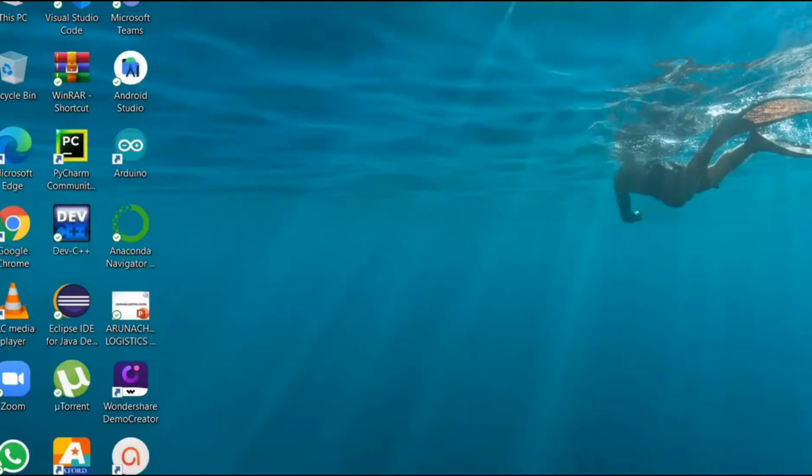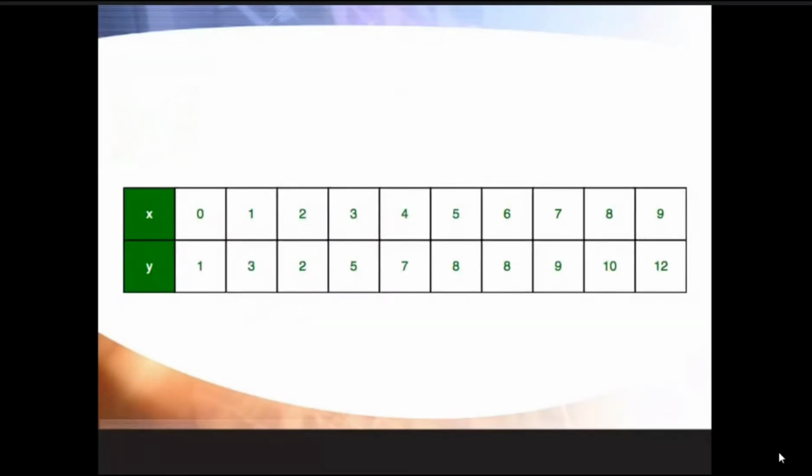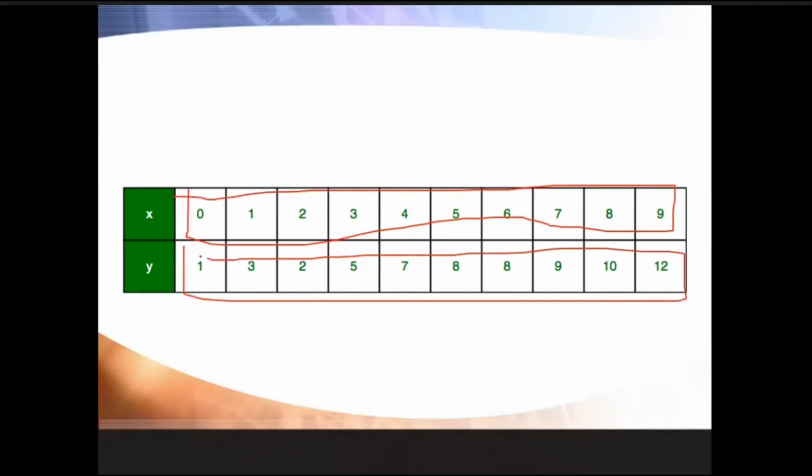So I will take a small data set for day 2. The data set comprises x and y values. For the x values, I take 10 values, that is 0 to 9. Then the equivalent y values: 1, 3, 2, 5, 7, 8, 8, 9, 10, 12. So this is the x and y value. So I take the sample data set.